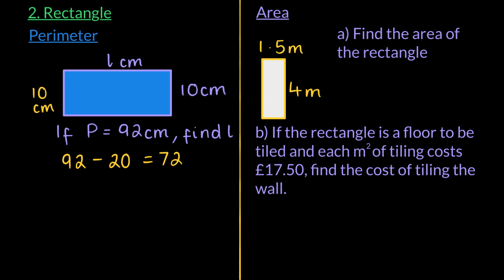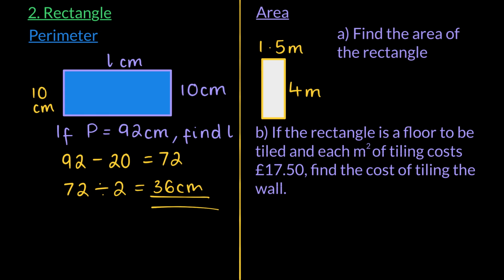But 72 isn't this length up here. 72 is this length plus this length. So to find what L centimetres is, we just do 72 divided by 2, which is 36 centimetres.